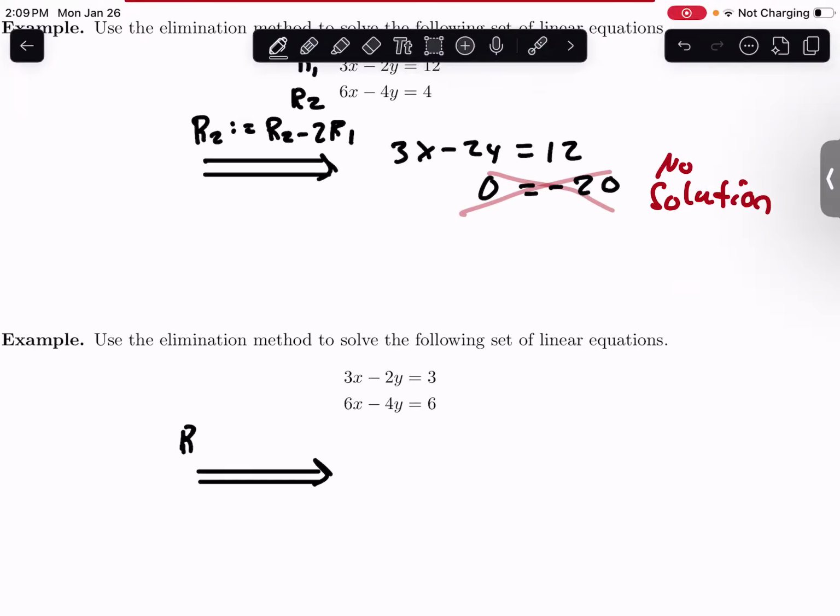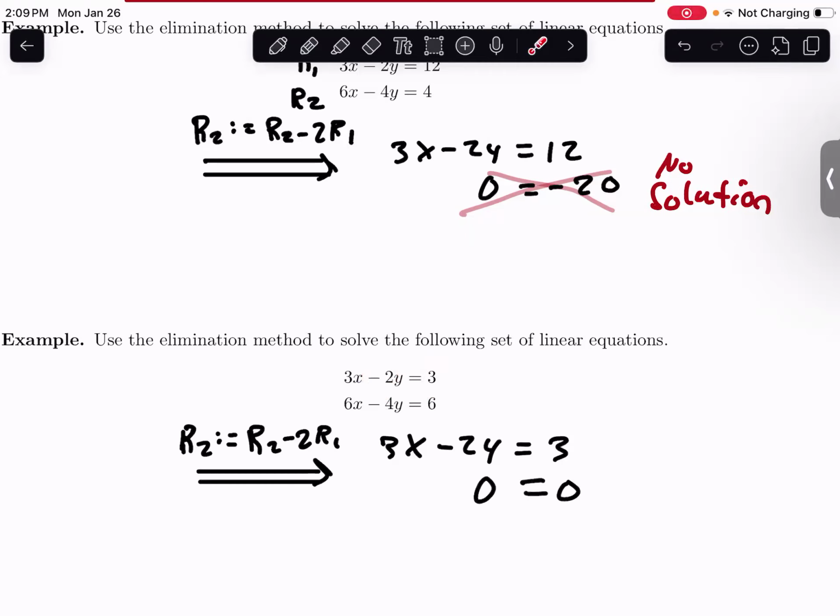So we're going to take row 2. It's going to be row 2 minus 2 times row 1. And so the first row stays the same. You have -2 times 3x plus 6x is 0. -2 times -2 plus -4 is going to be 0. Then -2 times 3 is -6 plus 6 is equal to 0. Right, so you end up getting the equation 0 is equal to 0.